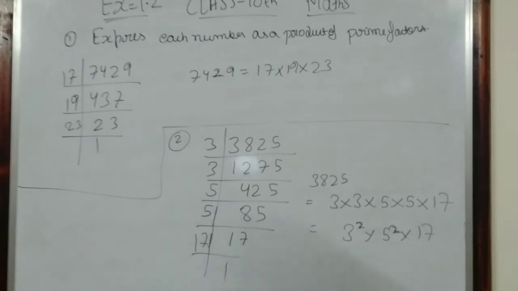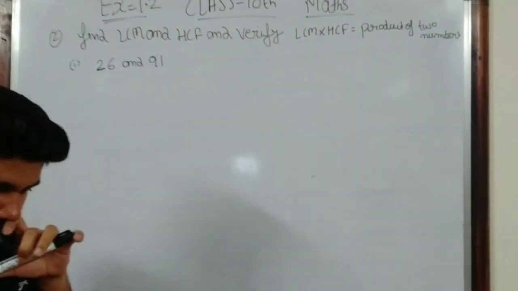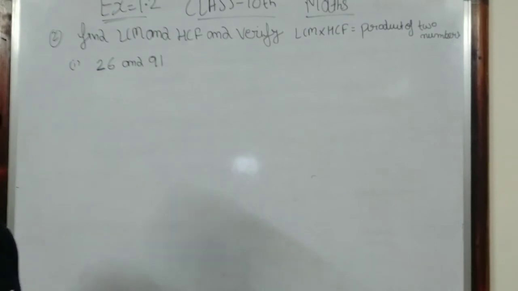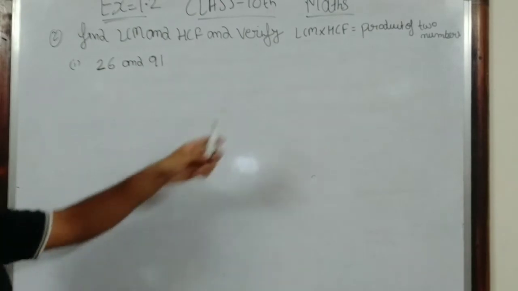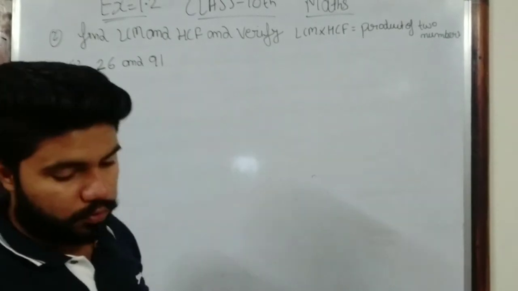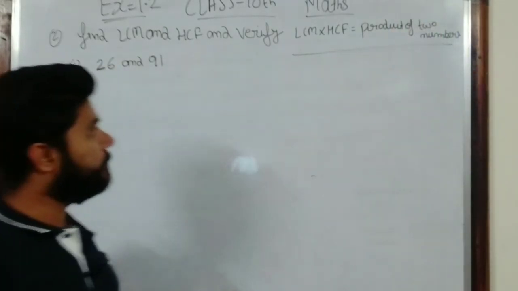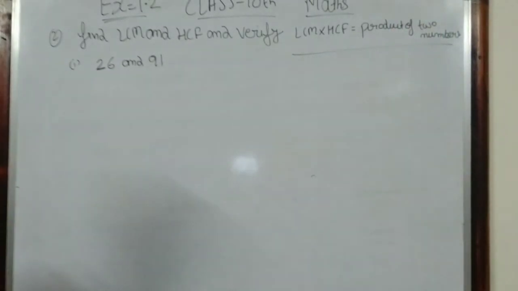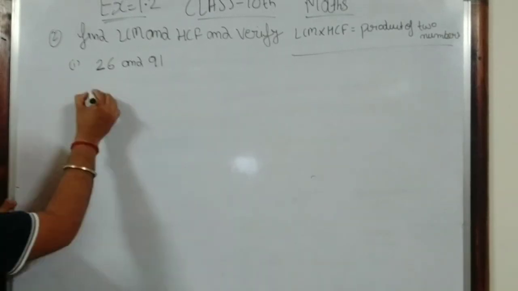Okay, next move on to the next part. Here we continue with the second part of exercise 1.2, that is, find LCM and HCF and verify LCM multiplied by HCF equals product of the two numbers. This property I have discussed in my previous video, that the product of two numbers is equal to the product of their LCM and HCF. So the first question is 26 and 91.